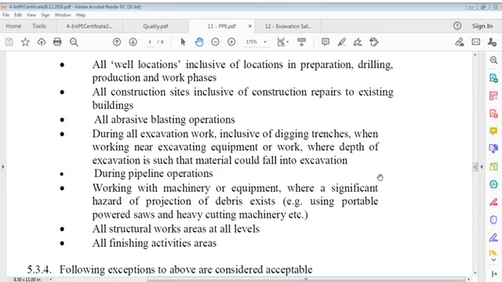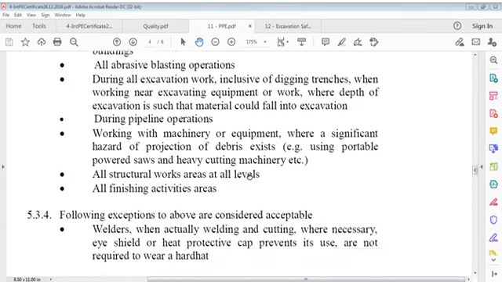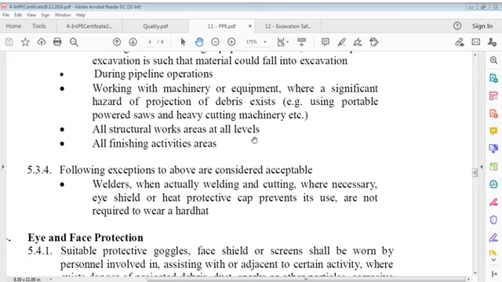All well locations, inclusive of locations in preparation, drilling, production and work phases. All construction sites, inclusive of construction repairs to existing buildings. All abrasive blasting operations during all excavation work, inclusive of digging trenches when working near excavating equipment or work where depth of excavation is such that materials could fall into excavation during pipeline operations. Working with machinery or equipment where a significant hazard of projection of debris exists, using portable power saw and heavy cutting machinery. All structural activities at all levels, all finishing activities areas.